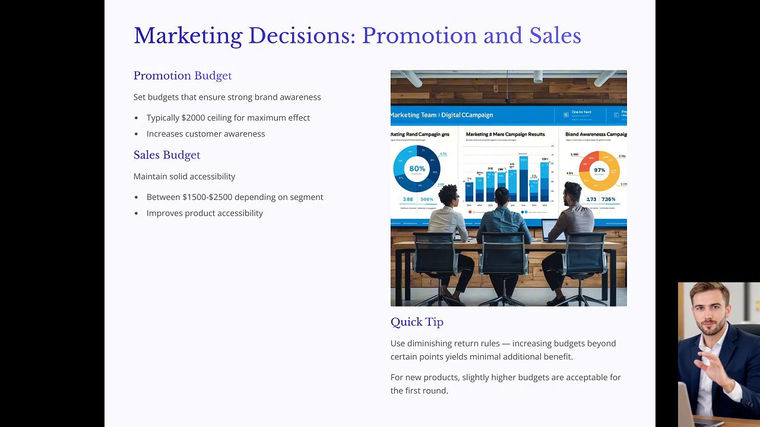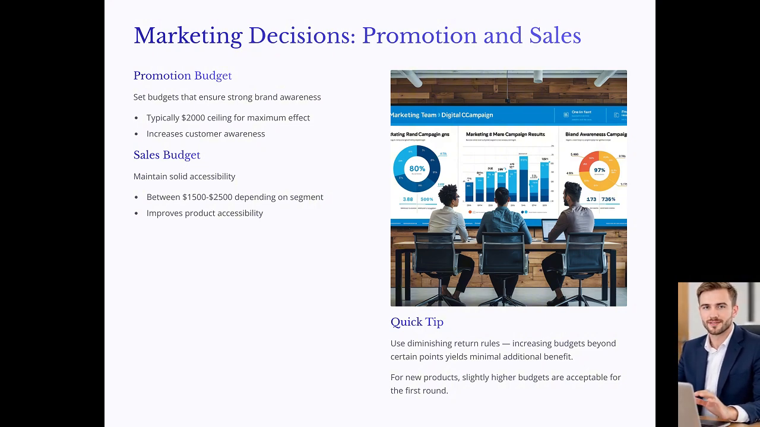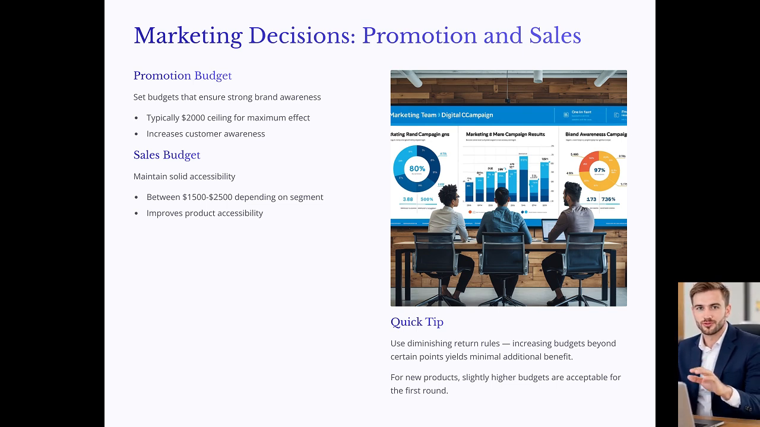The effect: high promo budgets increase awareness. High sales budgets improve accessibility. Quick tip: use diminishing return rules. Increasing budgets beyond a certain point yields minimal additional benefit. Keep promotion at $2,000 and sales between $1,500 and $2,000 unless you're launching a brand new product, in which case, slightly more is okay for the first round.